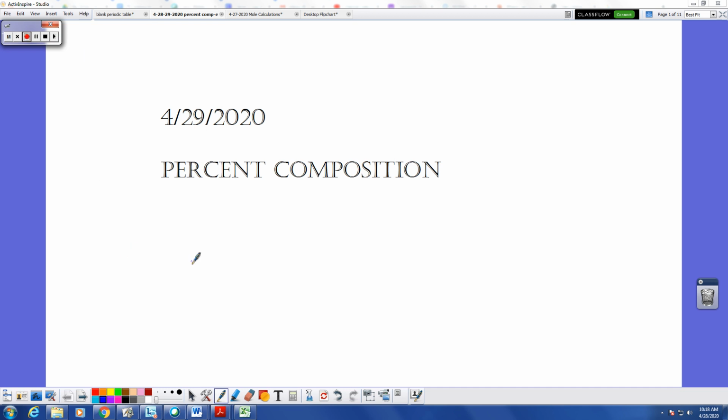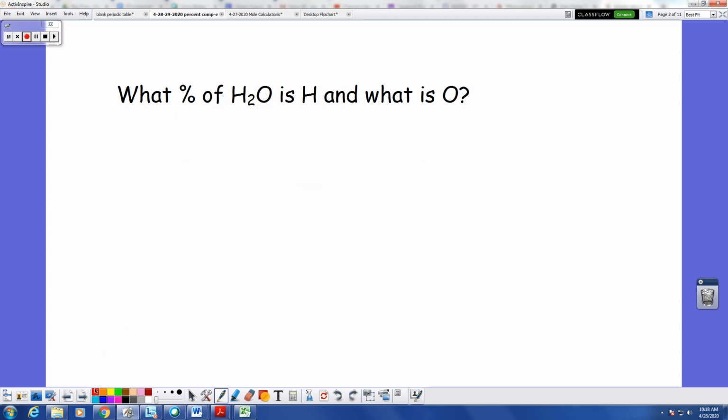Okay, so Wednesday, April the 29th, we're going to look at percent composition. This still deals with the molar mass we've been doing. So, percent composition wants to know when you look at a compound and you look at the mass of that compound, what percentage of it is based off of the hydrogen and what percentage of it is based off of the oxygen. Okay, so we need our molar mass.